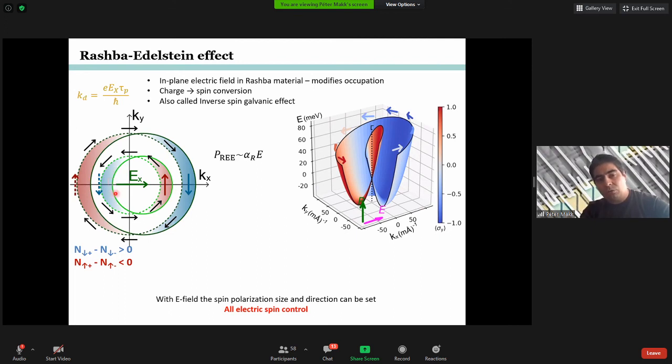And though there are two Fermi surfaces here, this effect does not disappear. So the inner Fermi surface is smaller, whereas the outer is larger. So there's still finite polarization remaining at the end. So this is also called the spin galvanic effect. With the electric field, now you can determine the direction of the spin polarization, and the strength is determined by, for example, the Rashba coefficient, density, and so on. I will come back to this.